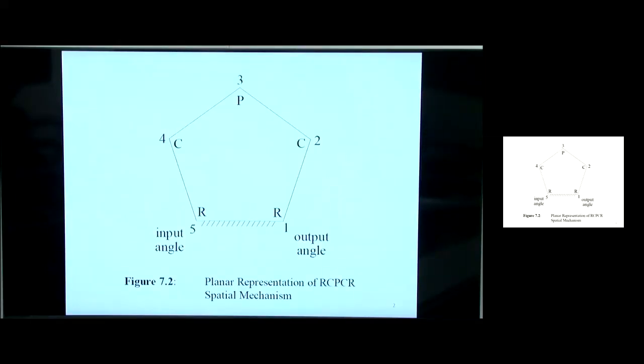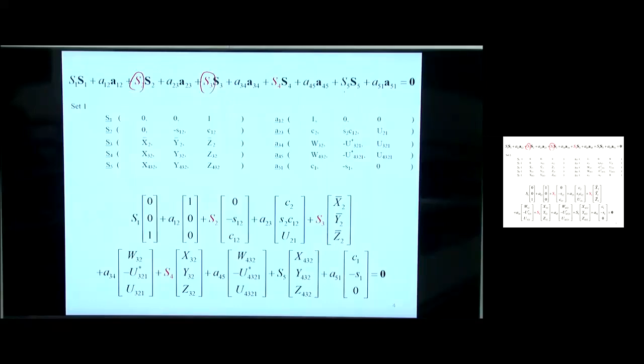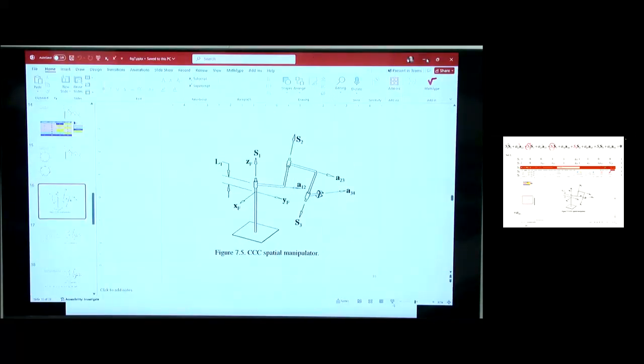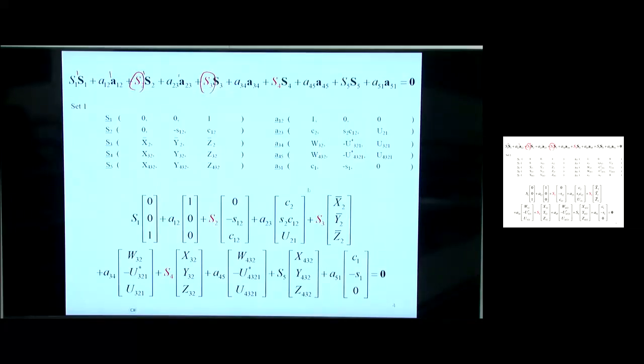Or were they a prismatic and 2 cylindrics. So when I wrote this equation, I know it has to equal the 0 vector, so it's 0, 0, 0. And one way to solve this was, what if I evaluated, in this case, I did all of the vectors in the first coordinate system. So here's the first coordinate system. I just said, okay, S1 is 0, 0, 1. A12 is 1, 0, 0.